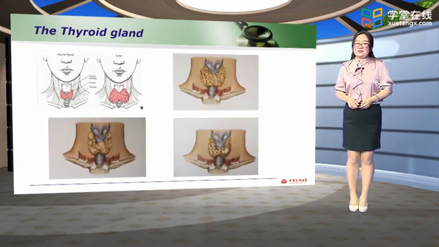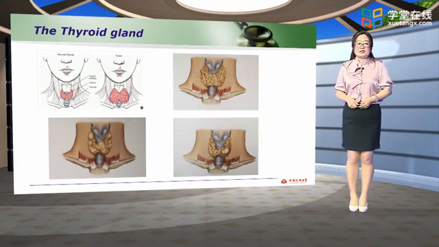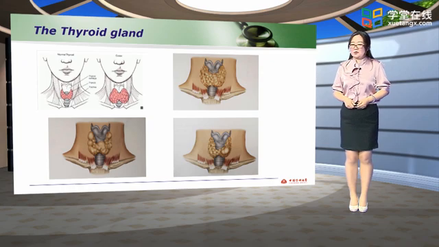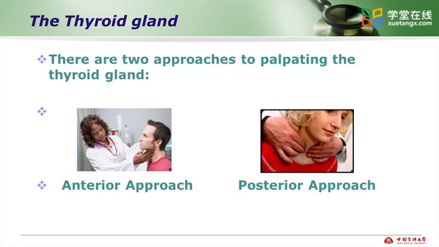The enlargement of the thyroid gland can be divided into diffuse enlargement and nodular enlargement. Diffuse enlargement is usually seen in goiter and Graves' disease, which is one cause of hyperthyroidism. And nodular enlargement includes single nodule and multiple nodules. There are two approaches to palpating the thyroid gland: anterior approach and posterior approach. We can choose one approach to examine the thyroid gland.